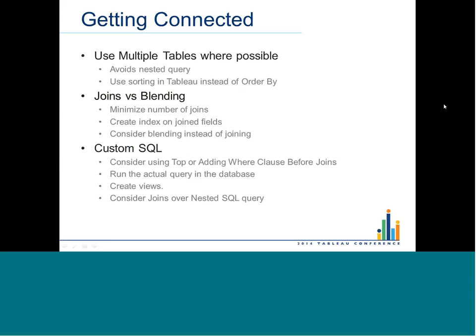Now, in this scenario, you can greatly improve the performance by adding where clauses or top, in a way that reduces the number of rows before you perform the joins. That would actually be much faster. And you can test the custom SQL first by running the actual query in the database. And if it takes longer, you can then use the query optimizer and try to troubleshoot which area is taking more time. Also, a great way is to create the views, which can be non-materialized or materialized, which is much better. And then Tableau would then access the view to get the results.